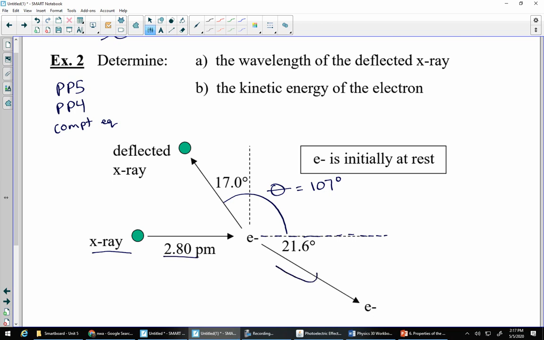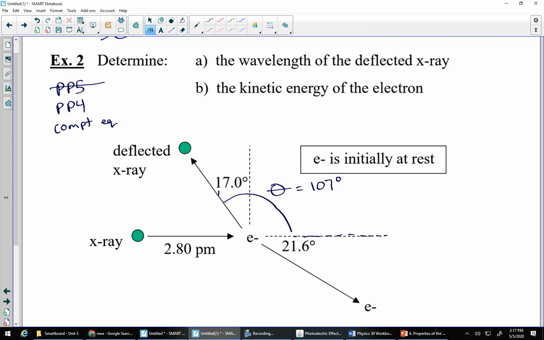I would need the kinetic energy of the electron, which I have nothing for. I don't have the speed, so I can't find it. And also, I have nothing for this. So there's too many unknowns for conservation of energy. Conservation of energy is not going to work for me, or for any of us, realistically. Okay, so physics principle 5 is out of the question.